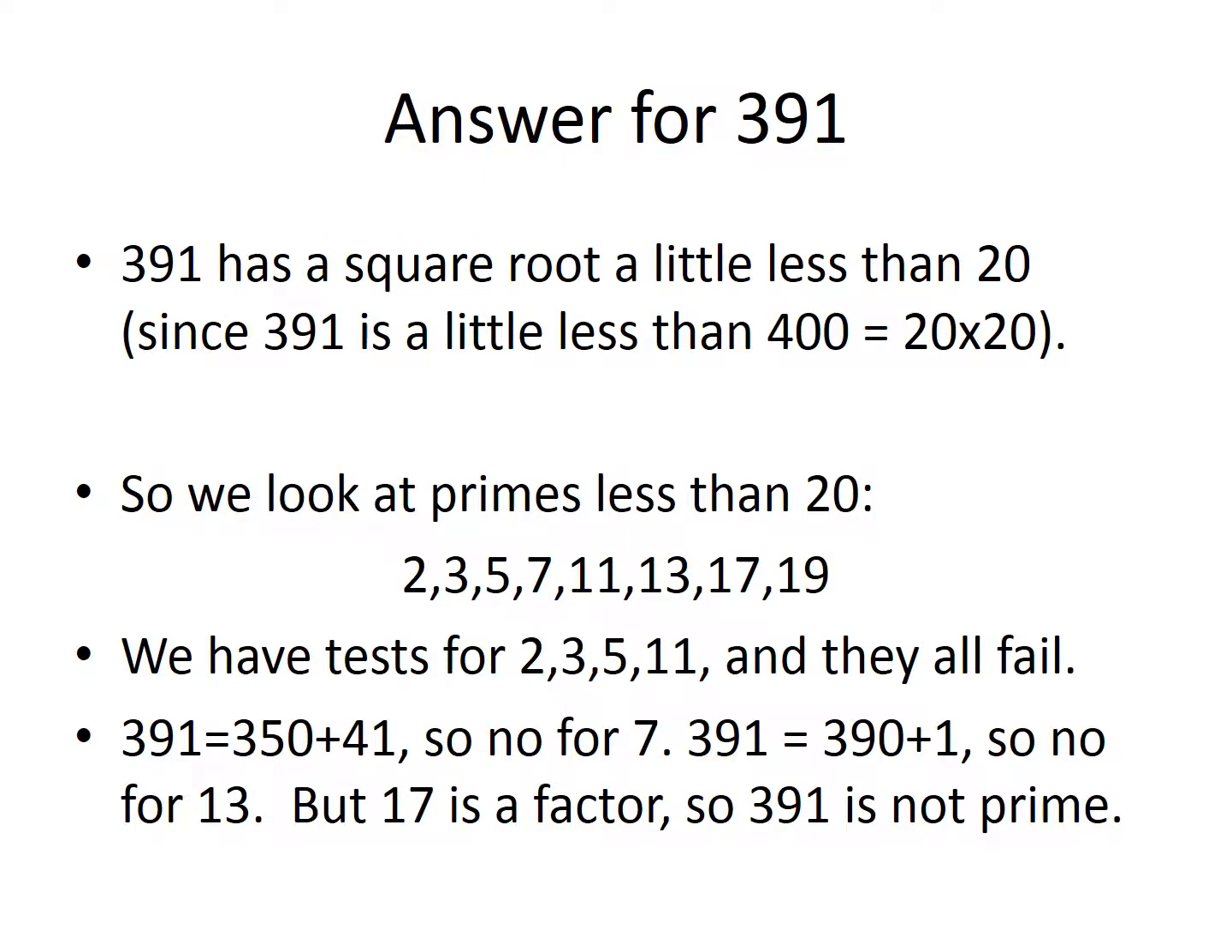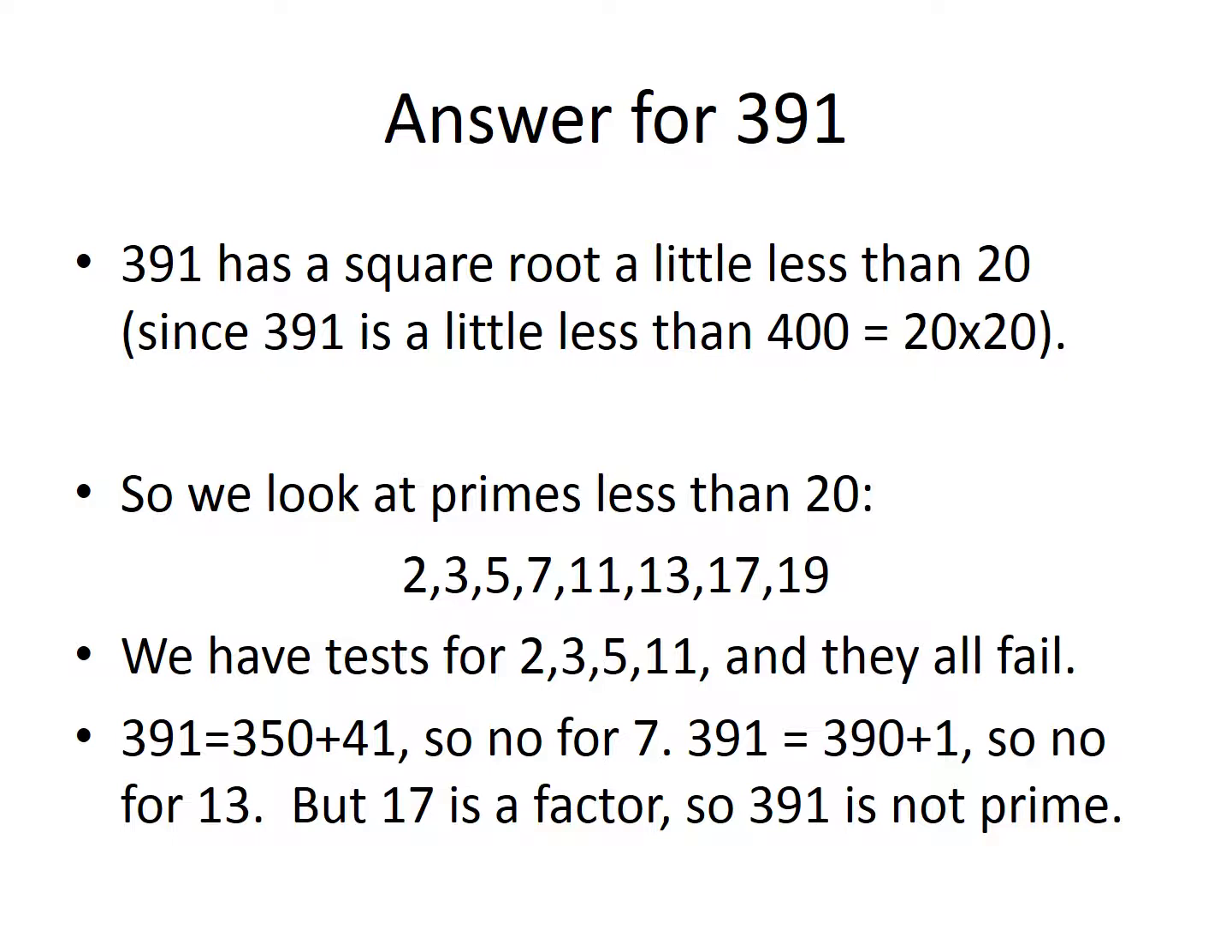Okay, so I hope you really did this. So 391, it's almost 400, right? And 400 is 20 times 20. So I'm going to look at the primes that are less than 20. And we have tests for 2, 3, 5, and 11. I do those divisibility tests. They all fail. So now I really have to look at 13, 17, 19, and 7. If even one of them divides, we stop and we're done.